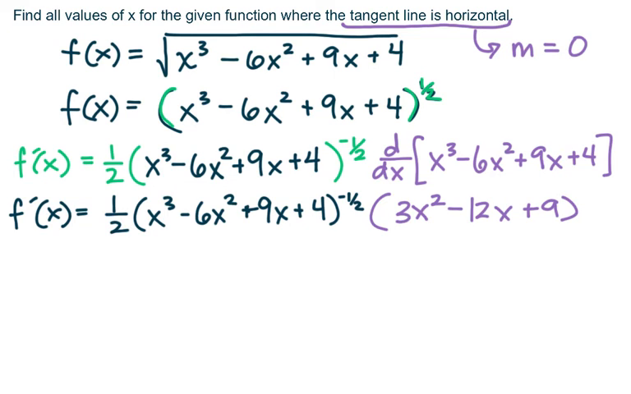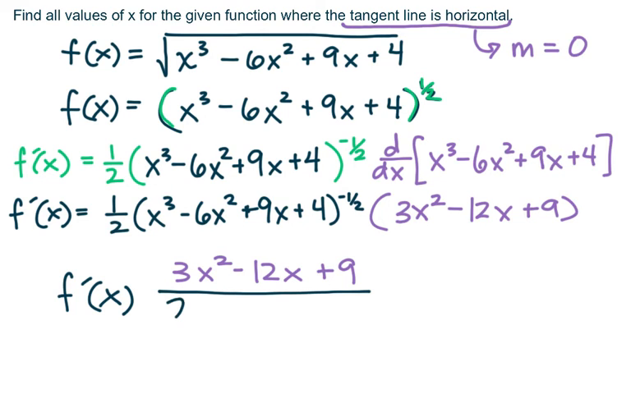So now I'm going to simplify my derivative expression. So I end up with f prime of x, and this is in the numerator, so I've got 3x squared minus 12x plus 9 in the numerator. And in the denominator, I have 2. Remember, a negative 1/2 power is going to go to the other side of the fraction, so that is a square root in the bottom. We have x cubed minus 6x squared plus 9x plus 4.